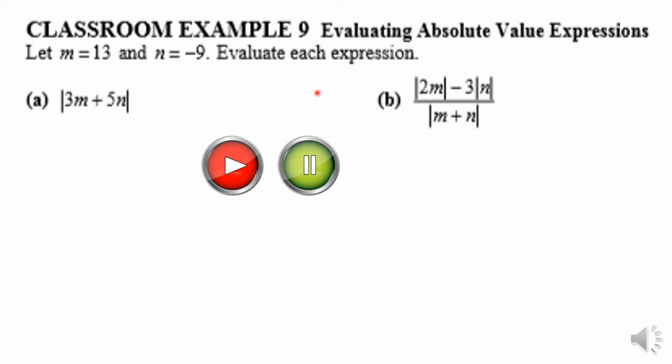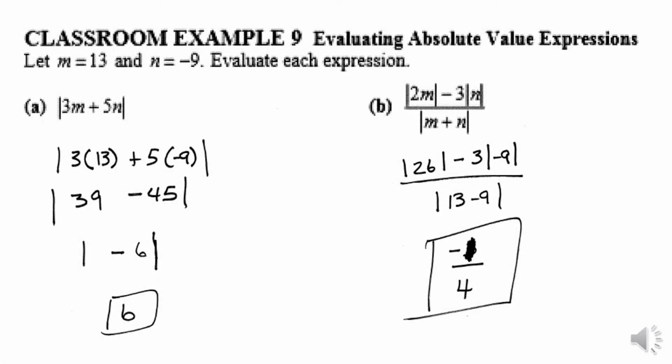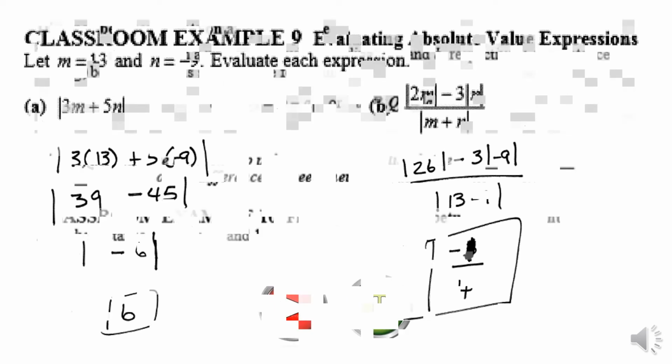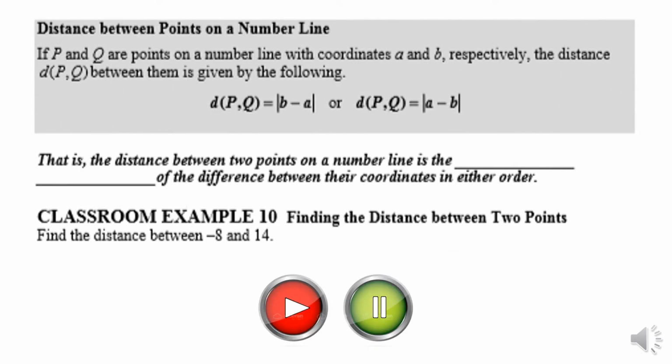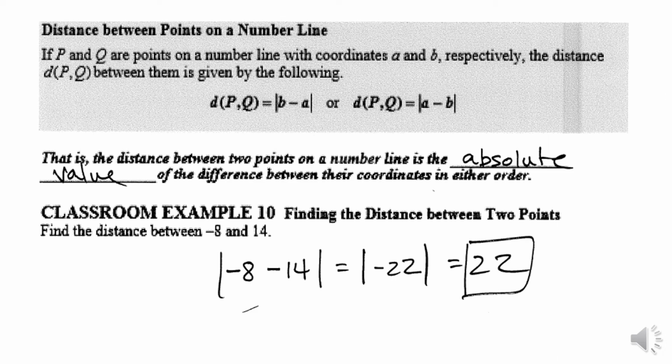The next classroom example is evaluating expressions for m equal 13 and n equal minus 9. So you should substitute those values in and evaluate the expression. Here is what I got. The last classroom example deals with distance of points on the number lines. It's filling in the blanks in completing classroom example 10. What I got for that one.